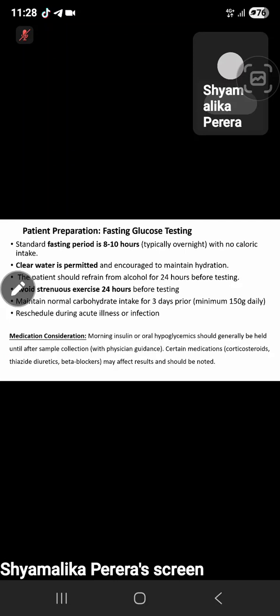So the patient should refrain from alcohol for 24 hours before testing and avoid strenuous exercise during those 24 hours. That means if you are planning to take blood samples today, then before 24 hours you have to avoid alcohol consumption and strenuous exercise. Not only that, you have to maintain your normal carbohydrate diet for 3 days. And especially if you have a current illness or infection, please don't attend this fasting glucose assay.